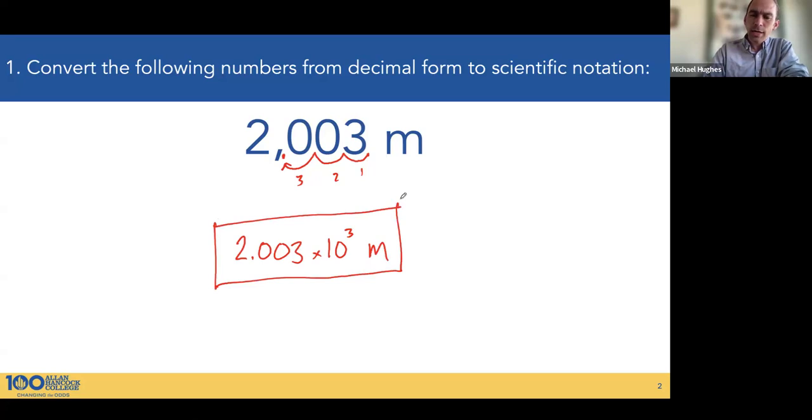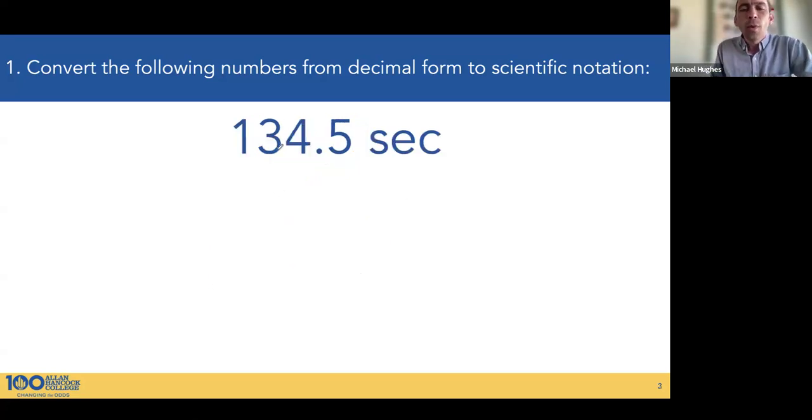All right, let's try another. 134.5 seconds. So the number that we would have between 1 and 10 would be 1.345, and we would have to move the decimal point 2 places in the positive direction. So we would have our decimal part 1.345 times 10 to the 2 seconds.